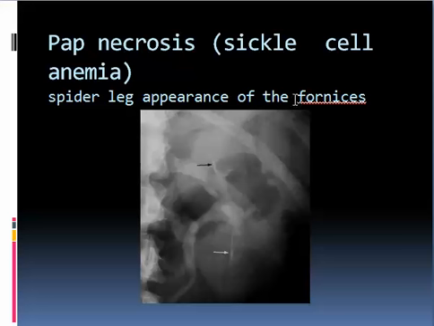Papillary necrosis can occur in sickle cell anemia. Notice the spider leg appearance of the calyces, the spider leg appearance of the fornices. The minor fornices look like a spider's legs, attenuated, and this is called papillary necrosis due to sickle cell disease.